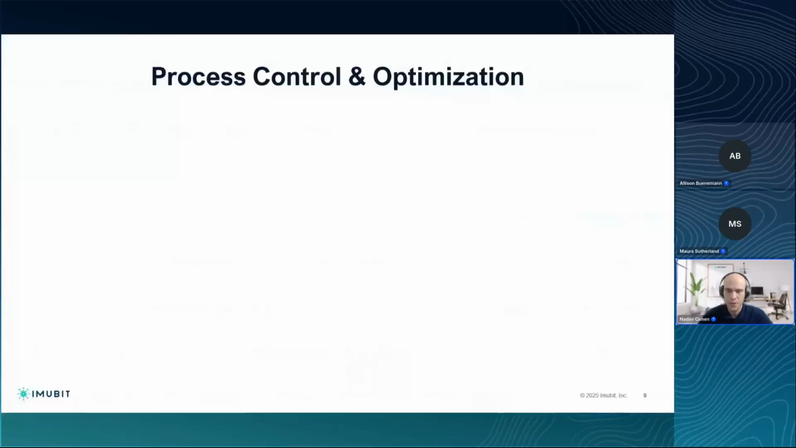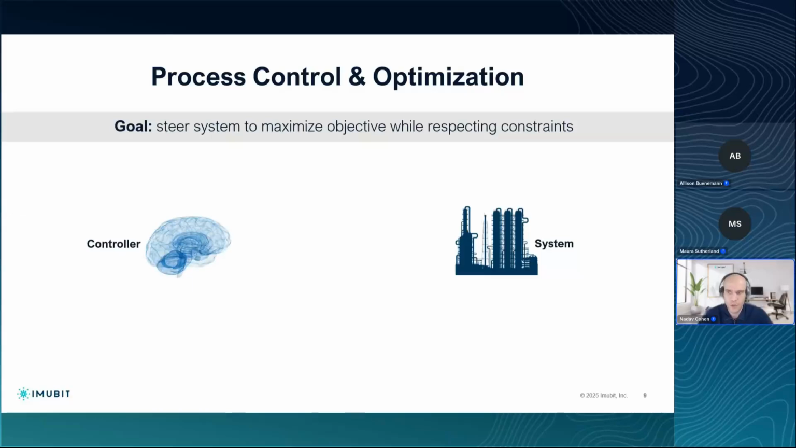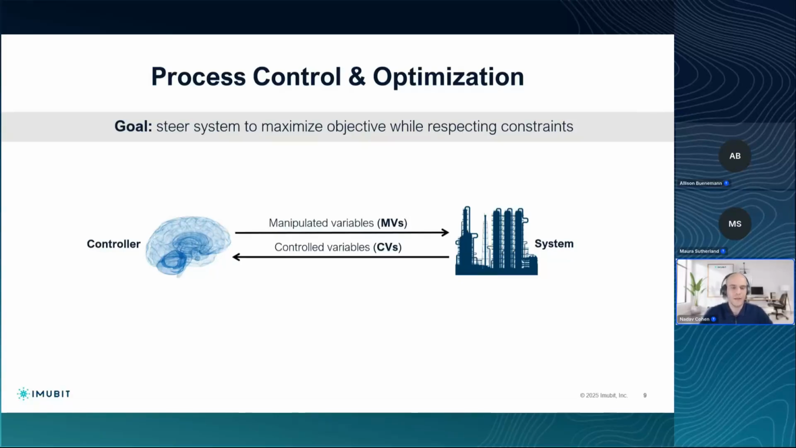So, process control and optimization. In process control and optimization, our goal is to steer some system to maximize some objective while respecting constraints. So we have a system and we have a controller, and the controller can drive manipulated variables which impact the system. Okay? So the system is impacted, and there are controlled variables which represent the state of the system.